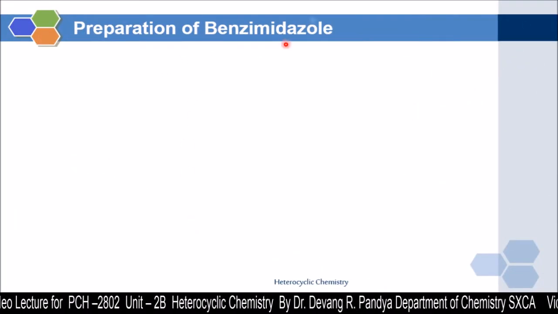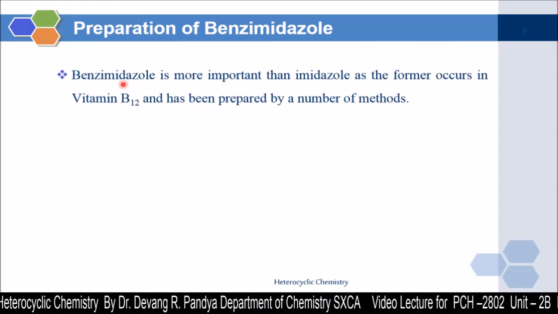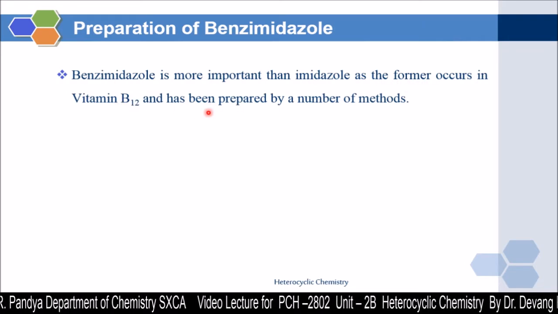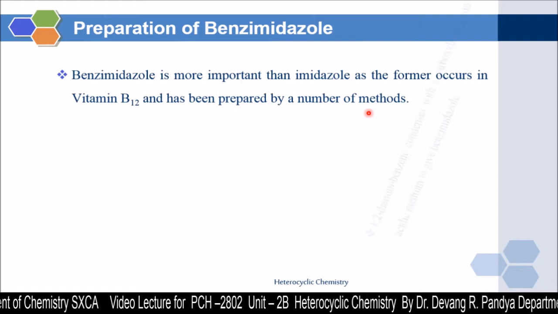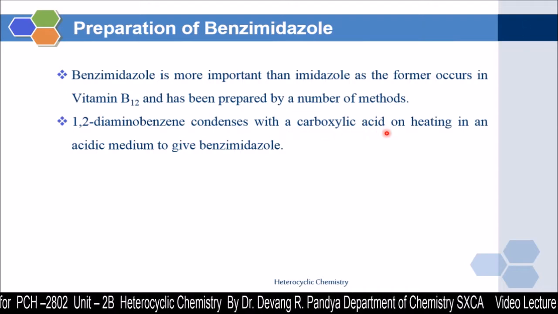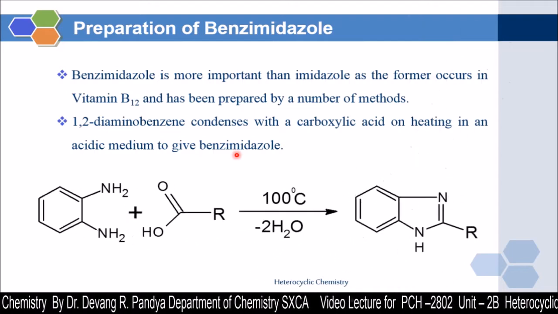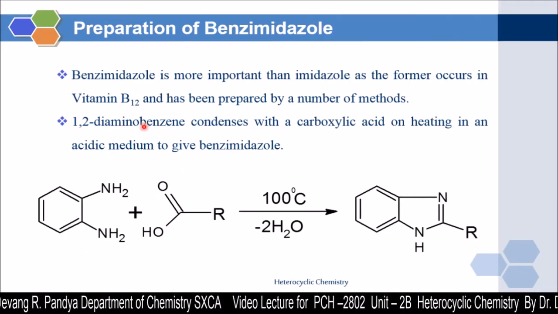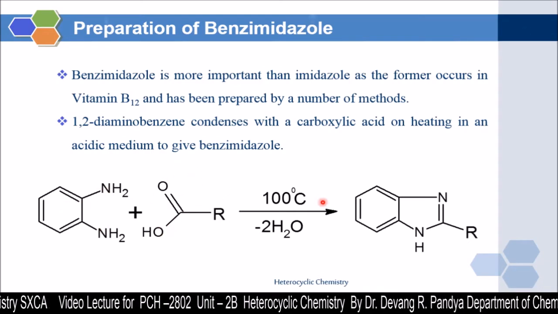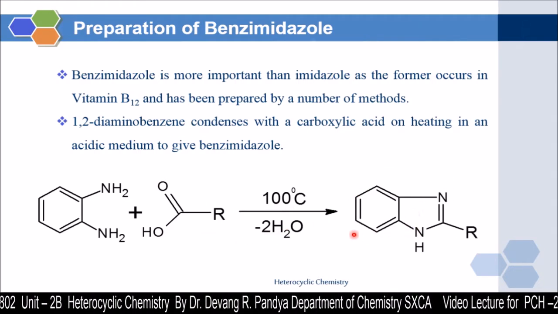Now, preparation of benzimidazole, the fused ring structure of 1,3-azole. Benzimidazole is more important than imidazole as the former occurs in vitamin B12, and it has been prepared by a number of methods. 1,2-Diaminobenzene condenses with a carboxylic acid on heating in an acidic medium to give benzimidazole. Here is the synthesis of benzimidazole, where you can see this diamino derivative treated with this carboxylic acid at 100 degrees centigrade. Condensation gives you a substituted benzimidazole.